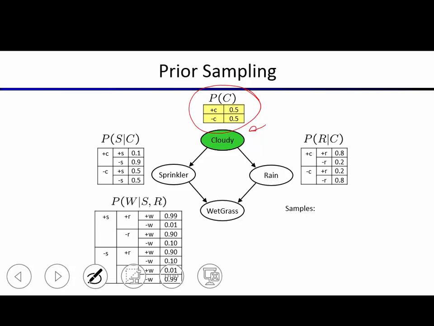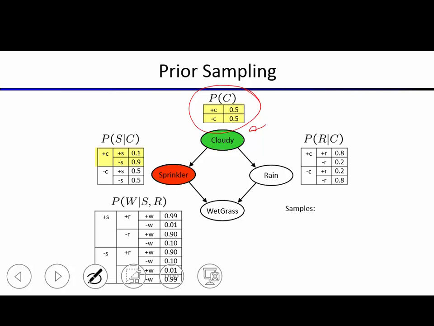Let's say sprinkler is our next variable. Here is a distribution for sprinkler given plus C, because the parent variable cloudy has been instantiated in our sampling procedure to be plus C. So we just look at the highlighted part of that conditional distribution. Now we can sample from this distribution using the same procedure we used two slides ago. In this case, maybe it comes out as negative S.